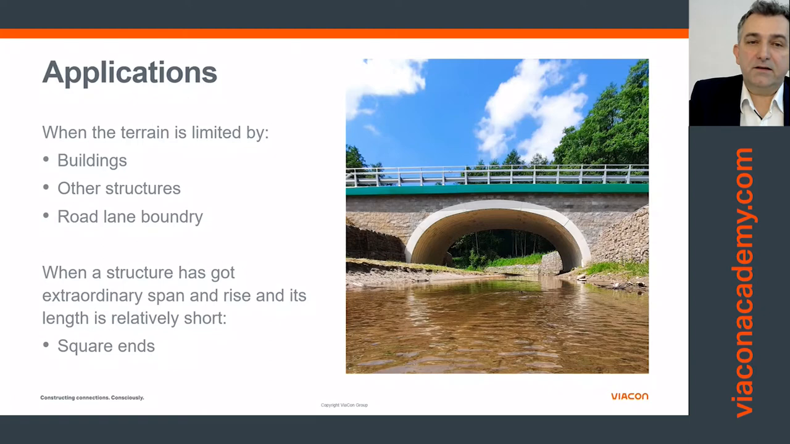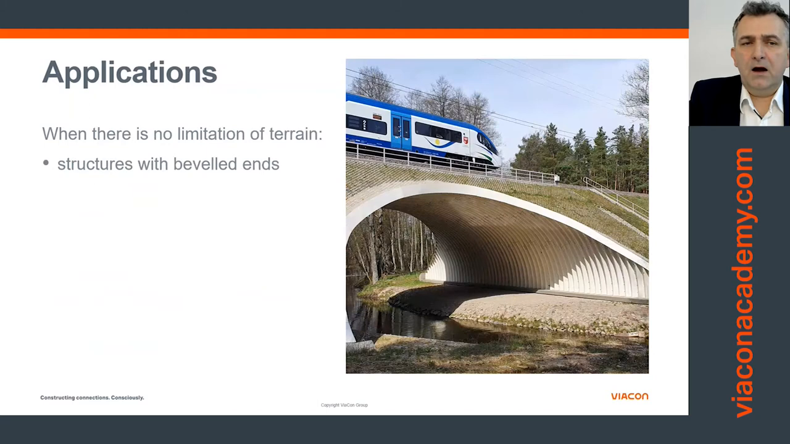When designing the buried bridges, we can create the endings in two different ways. We can make them a vertical cut, so square ends, or we can adjust them to the slope of the embankment. We call these beveled ends. When there is no limitation of terrain, we usually use the beveled ends. Designing the structures with beveled ends is not a golden rule. Also, small span structures, for example, culverts, pedestrian crossings, and cyclist underpasses are designed and built in that way.